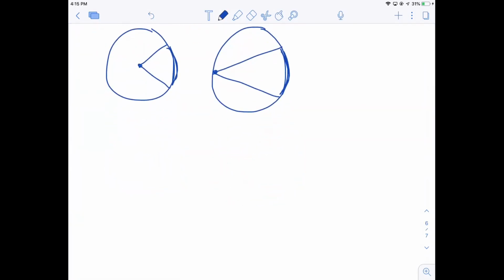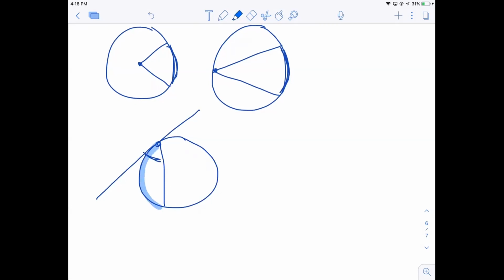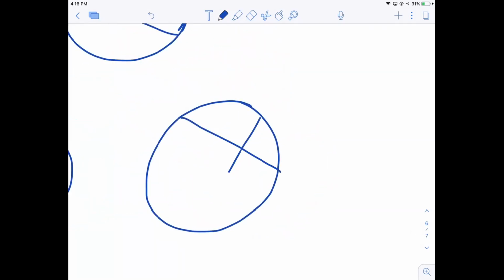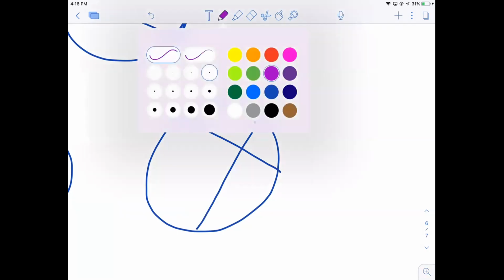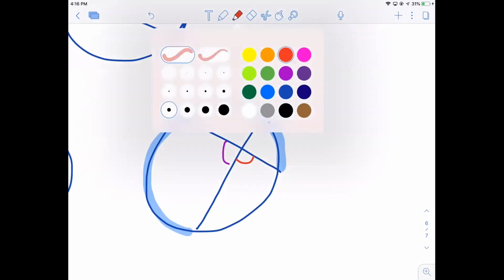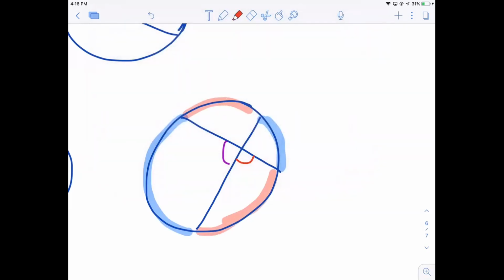We got angles that are formed by a tangent and a chord. And these angles, that's half the measure of its intercepted arc, just like inscribed angles. We got angles formed by two chords in the interior of a circle. So let's say these are our two chords. We know this angle here is equal to half the sum of those two intercepted arcs. Same thing if you looked at this angle, that's going to be half the measure of the sum of those two intercepted arcs.